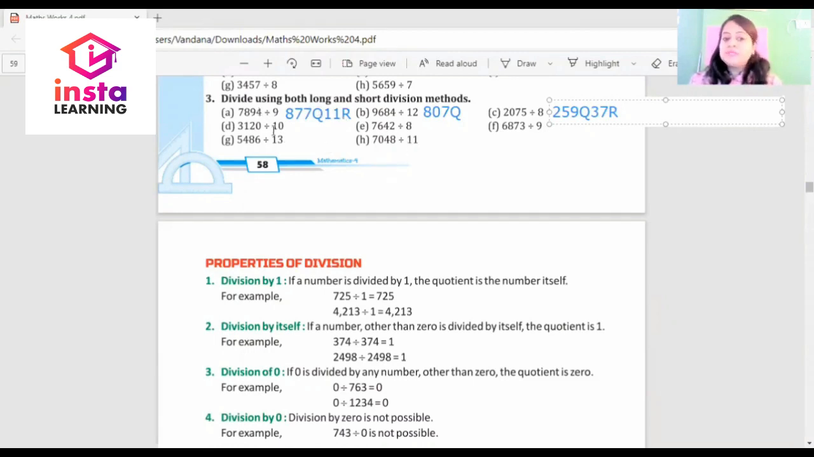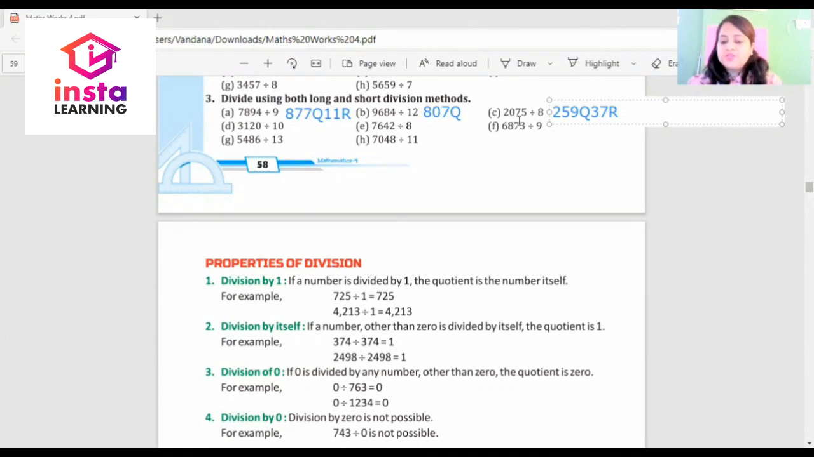So I have done this. Your answers 1, 2 and 3. Answer is 877 as your quotient. Remainder is 11. Check your answer. Take out your notebook fast. And this is your number 9684 divided by 12. So you have to read the table of 12. The answer is 807 quotient.